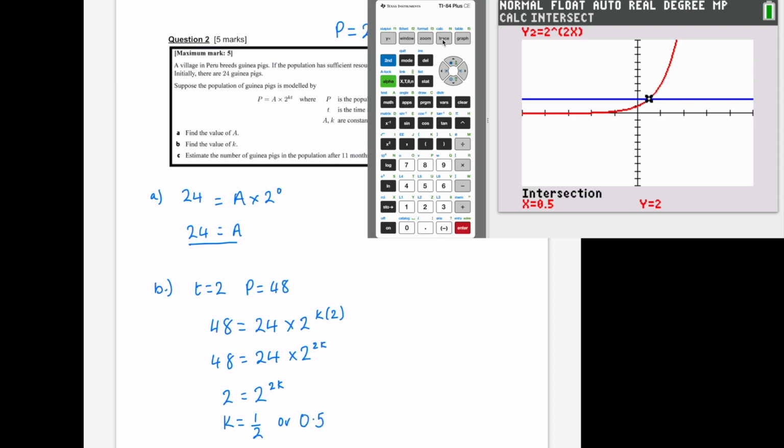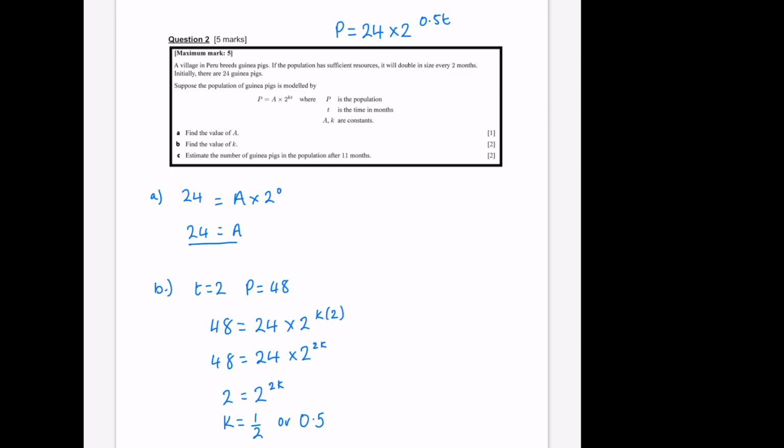So we could now fill that in on our equation. So instead of kt, we now know that that's 0.5t. And we're now looking for the last part, which is to estimate the number of guinea pigs in the population after 11 months. So for this one, if it's after 11 months, so part C, then we're interested in when t is 11. So the population is equal to a, which is 24, times 2 to the power of k, which we now know is 1/2, times t, which is 11 for this problem.